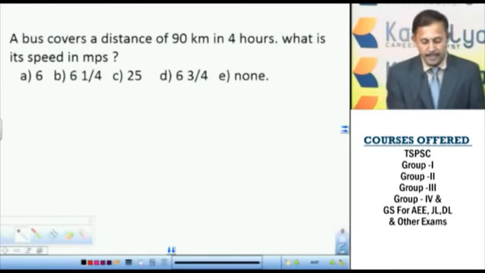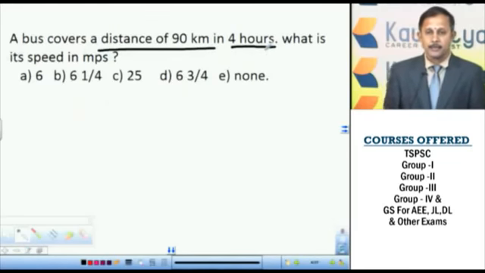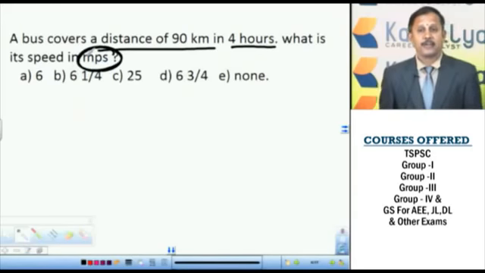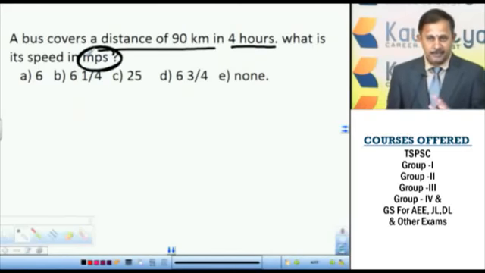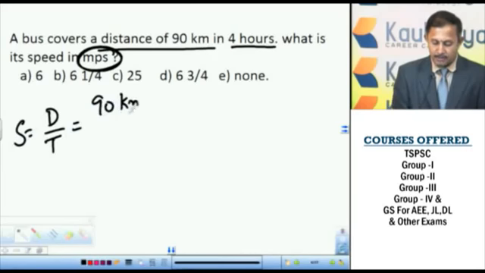Next one, a bus covers a distance of 90 kilometers in 4 hours. And the question is, what is the speed in meter per second? They are very particular about the unit. They want to calculate the speed in meter per second. First of all, what is the formula for speed? Distance by time. Here the distance is given as 90 km. The time period is given as 4 hours.